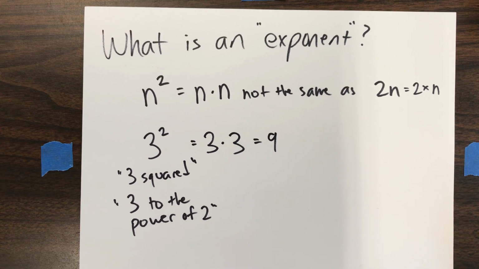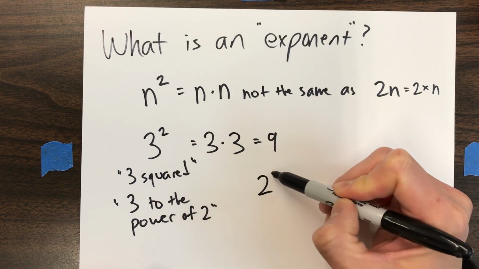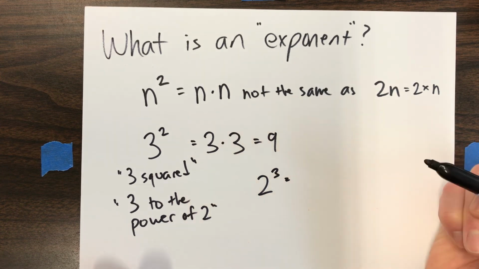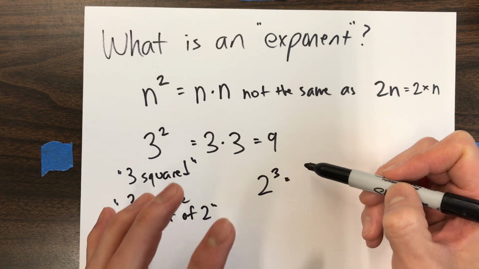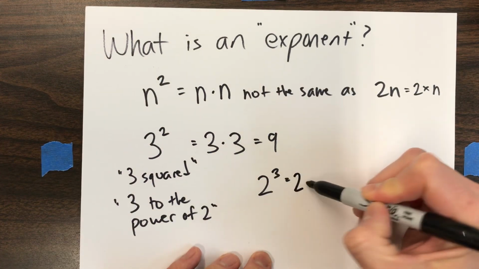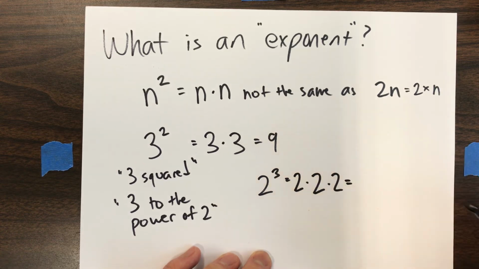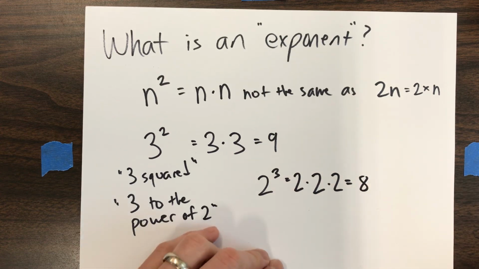Okay. Well, let's try another one. What if we had 2 cubed this time? 2 cubed, right? That's not 2 times 3. Some of you are going to tell me 6, right? And that's just going to make me cringe. What this means is 2 times 2 times 2, which is 2 times 2 is 4. 4 times 2 is 8. That's what an exponent is. You got this, right? You can do it.